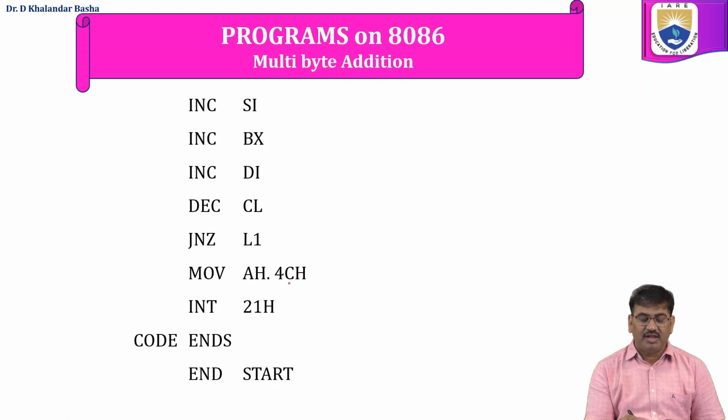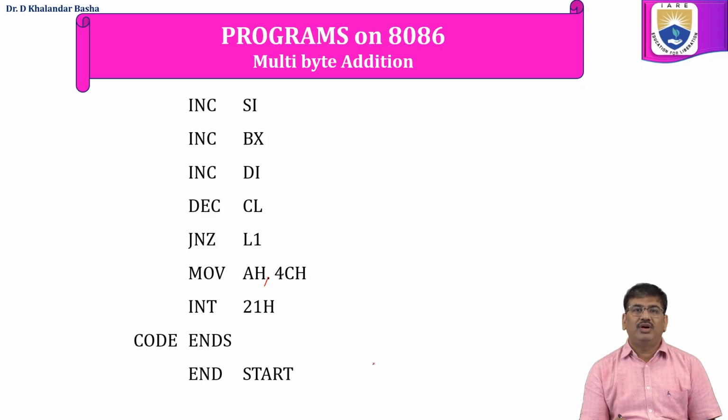Before that, for returning to DOS, we have the subroutine 4CH. So we will write MOV AH, 4CH followed by INT 21H. Then we will end the code segment with the ENDS directive, preceded with the code label indicating it is the end of the code segment. Then we will end the program by using the END directive. The starting label is start. So this is the program for multi-byte subtraction.